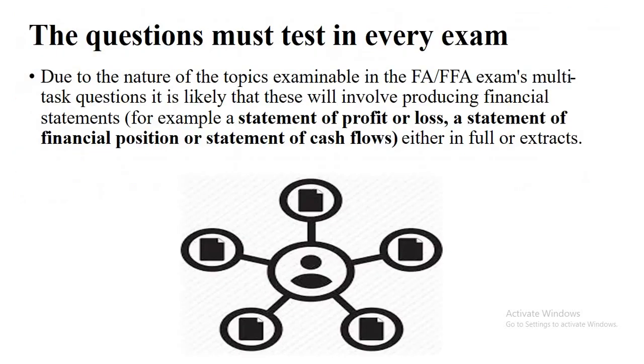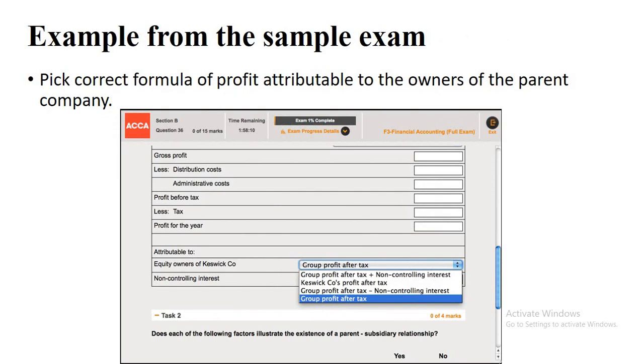Okay, now we have the questions that must be tested in every exam. Due to the nature of the topics examinable in the FA and FFA exams, it is likely that multitask questions will involve producing financial statements. For example, a statement of profit or loss, a statement of financial position, or a statement of cash flows, either in full or extracts. You should follow some points when attempting this style of question. Here we have an example from the sample exam.